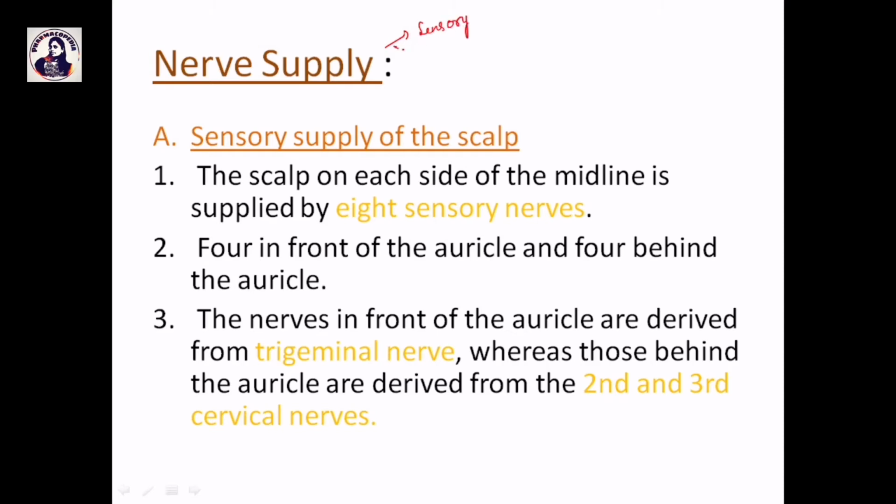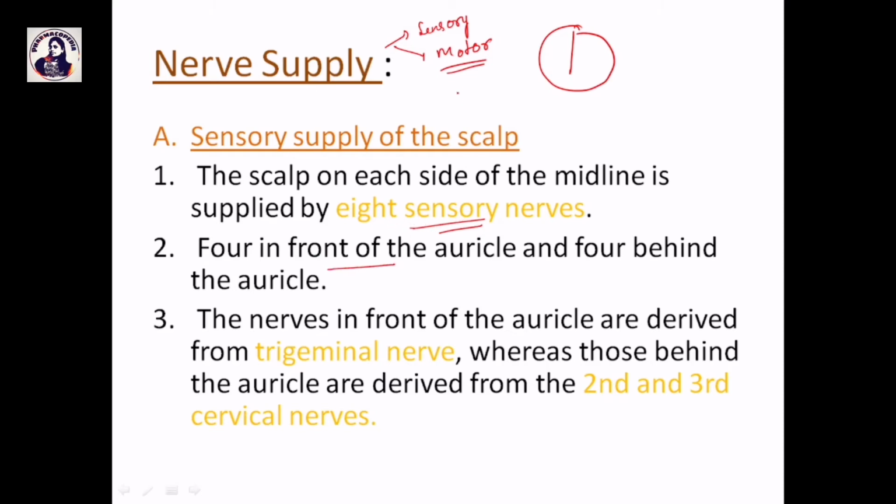इसके अंदर आते हैं sensory supply and the motor supply. ठीक है? तो अगर हम सेंसरी सप्लाई की बात करेंगे, सपोज़ दिस इज़ द स्कल एंड दिस इज़ द मिडलाइन. ओके, सो मिडलाइन के दोनों साइड, लाइक ऑन ईच साइड ऑफ द मिडलाइन, इट इज़ सप्लाइड बाय द 8 सेंसरी नर्व्स. जो स्कैल्प है ये 8 सेंसरी नर्व से सप्लाई होती है.